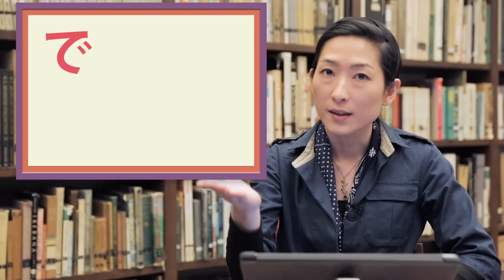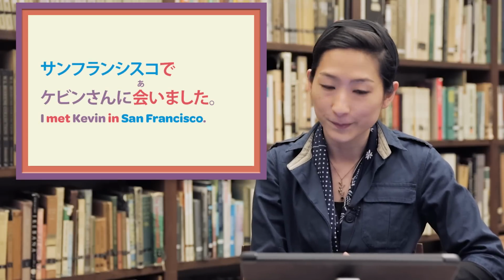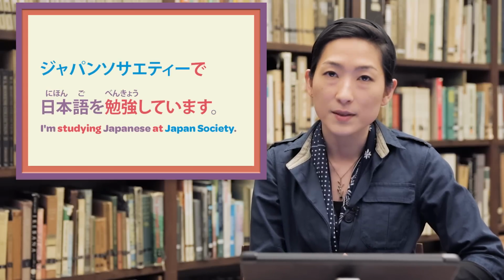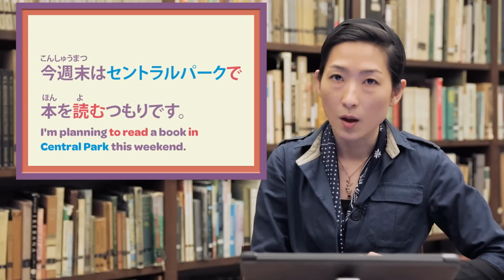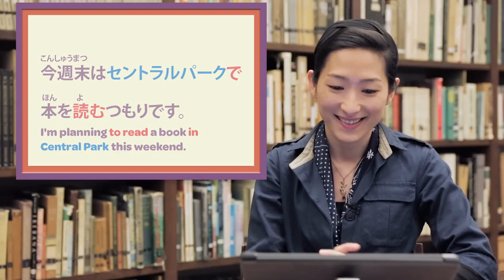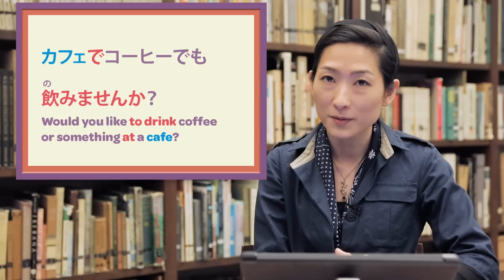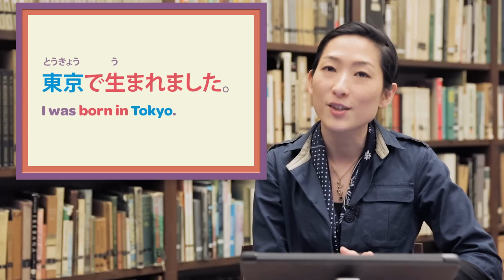As a general rule, de is your default place particle. So for instance, サンフランシスコでケビンさんに会いました。I met Kevin in San Francisco. ジャパンソサエティで日本語を勉強しています。I'm studying Japanese at Japan Society. 今週末はセントラルパークで本を読むつもりです。I'm planning to read a book in Central Park this weekend. カフェでコーヒーでも飲みませんか? Would you like to grab coffee or something at a cafe? 東京で生まれました。I was born in Tokyo.